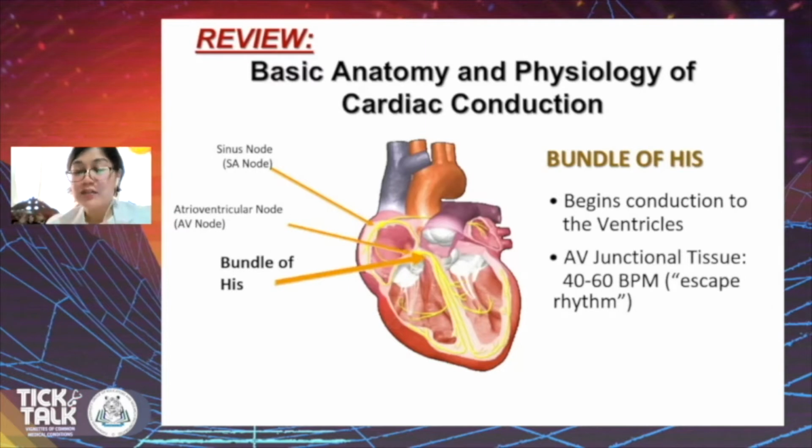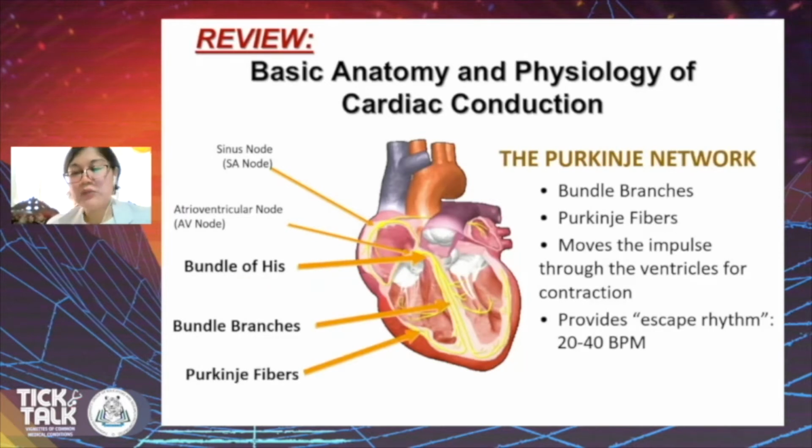Now, once the electrical impulse is received by the AV node, it goes through the ventricles, through the bundle of His, and later on to the Purkinje network. The bundle branches and the Purkinje fibers allow the electrical impulse to move through the ventricles, providing contractility later on. If the AV node fires and provides an escape rhythm at the rate of 40 to 60 beats per minute, the entire conduction system has that special characteristic, which is automaticity. However, your Purkinje system fires at an even slower rate, which is around 20 to 40 beats per minute. I hope you remember these magic numbers because later on when we discuss common cardiac arrhythmias, this would come in very handy.